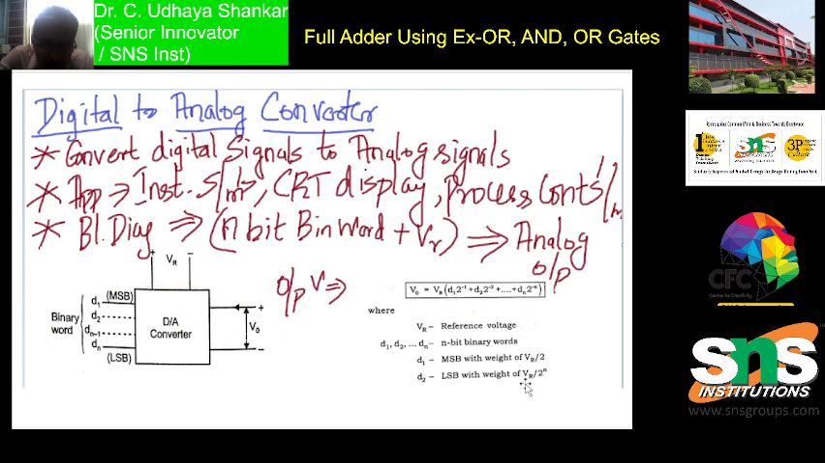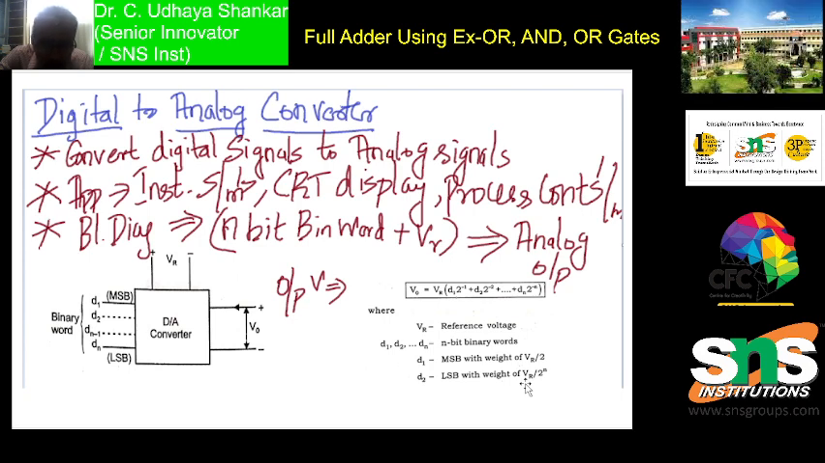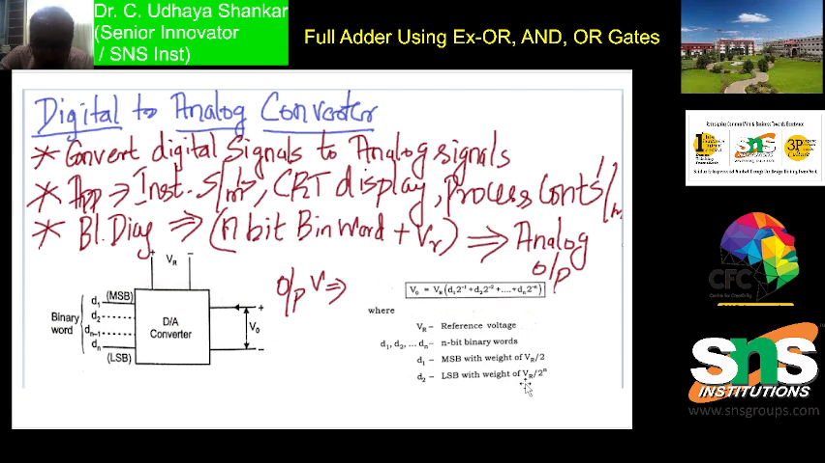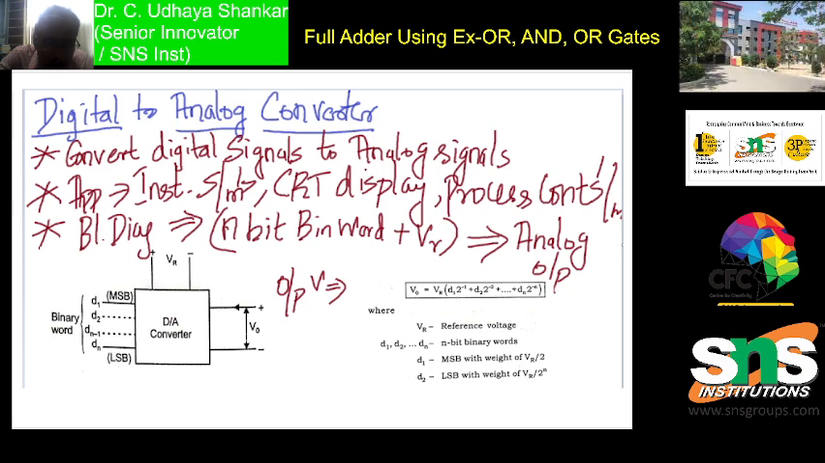Here you can see that the MSB will have more weightage, so the output voltage magnitude will also increase accordingly. Similarly, the LSB will have less weightage, because the LSB will have the voltage of Vr divided by 2 power n, because of which the voltage is reduced accordingly.